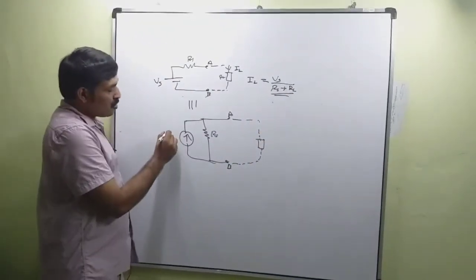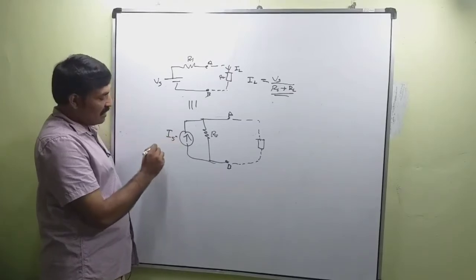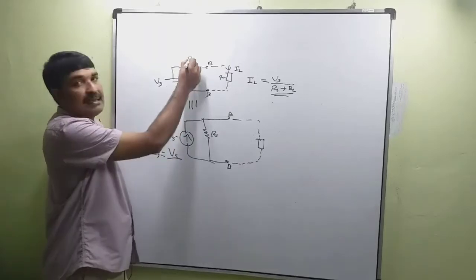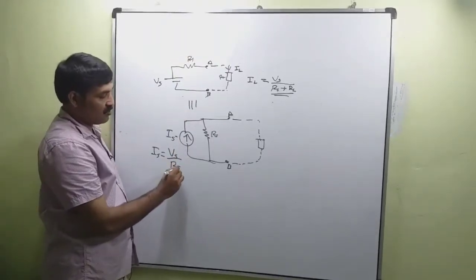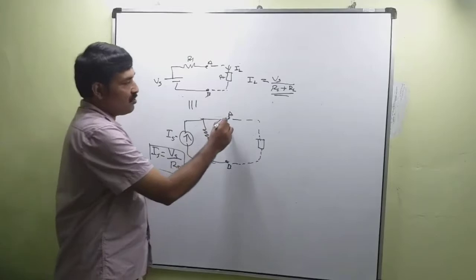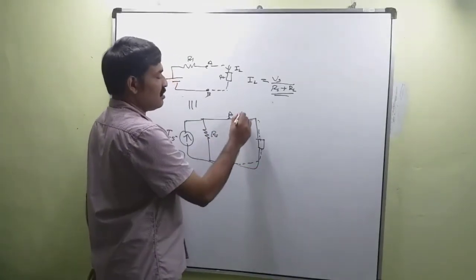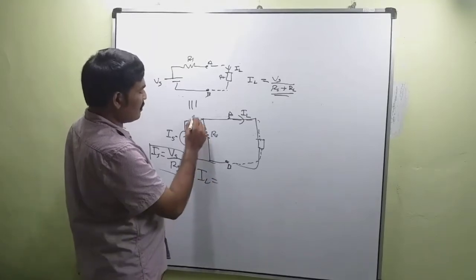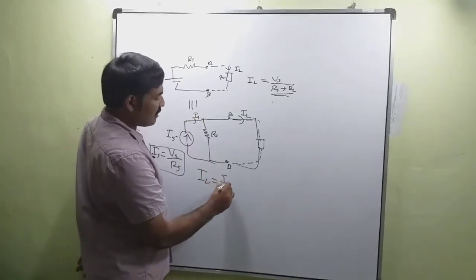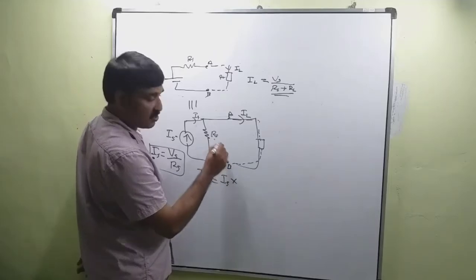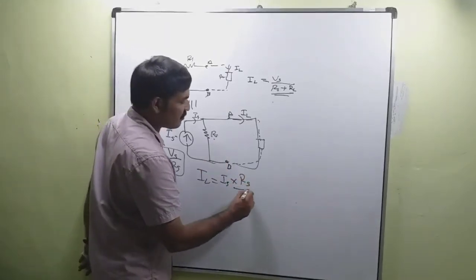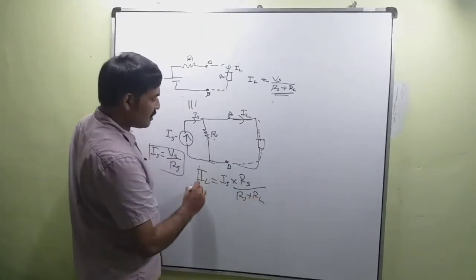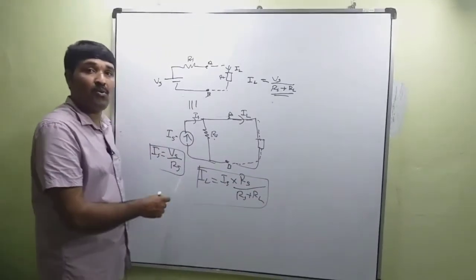Then the source current, this is a current source Is. Here Is is equal to Vs divided by the series resistance Rs. This is our Is. Now, let the load current be represented by IL. The load current IL is equal to the source current Is into the opposite branch resistance, that is Rs divided by Rs plus RL. This is by making use of the current division rule.